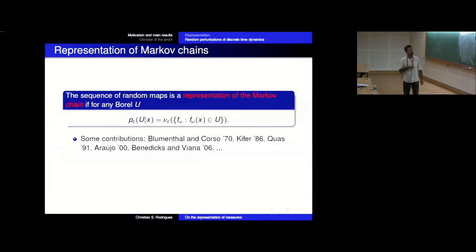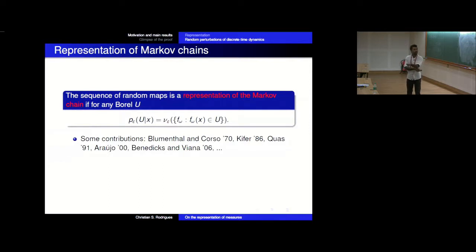We say that the Markov chain is represented by the measure when you have such a property. You have this nu epsilon in the space of the maps where you are interested to work, such that for each of these steps of the Markov chain, you can choose the maps with the same distribution. And this is actually not such a new problem.